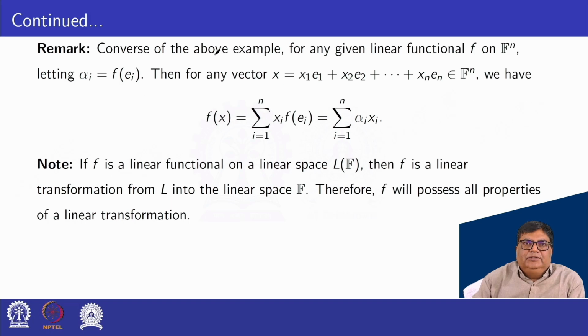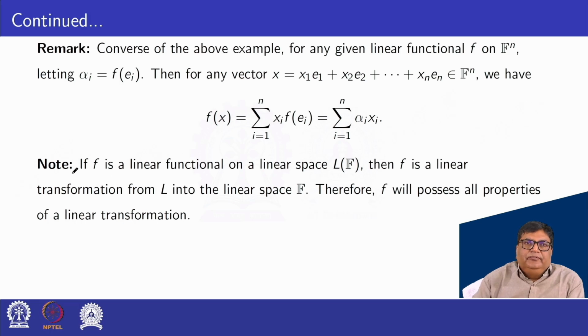Remark. Converse of the above example: for any given linear functional f on Fn, consider alpha i equal to f of ei. Then for any vector x equal to x1 e1 plus x2 e2 plus and so on xn en belonging to Fn, we have f(x) equal to summation i equal to 1 to n xi f of ei. F of ei is alpha i, that is summation i equal to 1 to n alpha i xi.